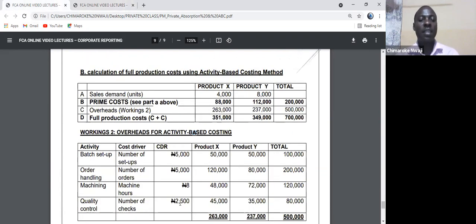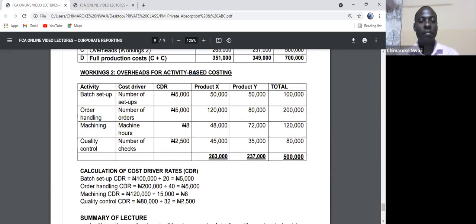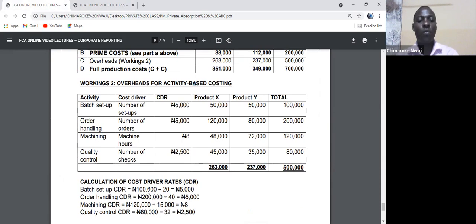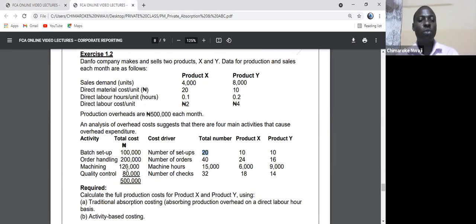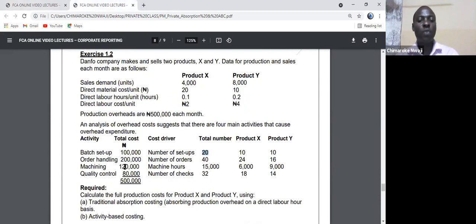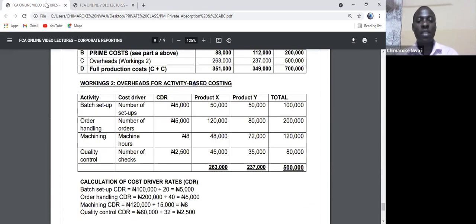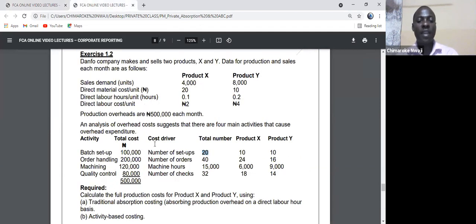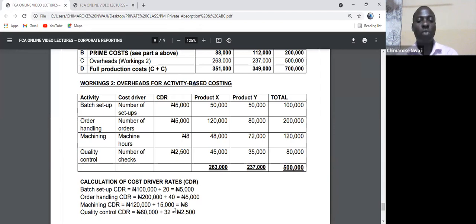And that is exactly what we did here: 100,000 divided by 20 gives me 5,000. Now let me do the second one. 200,000 divided by 40 should still give me 5,000. The next one would be 120,000 divided by 15,000. What did that give us? 8 naira. And the next one, 80,000 divided by 32 will give me 2,500. And this is the calculation of my cost driver rates. You can do this first. I did it last in my workings, but you can do it first in yours.